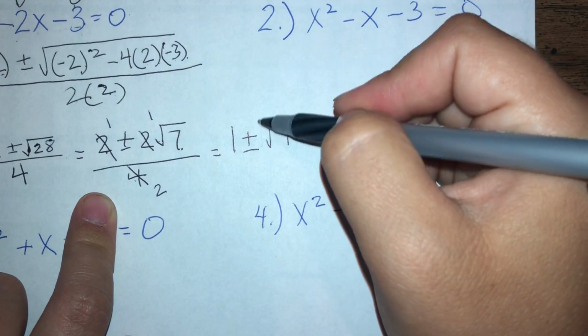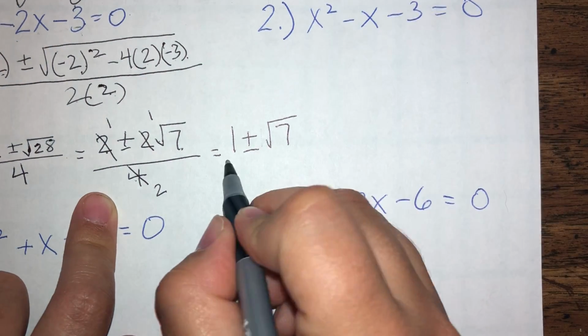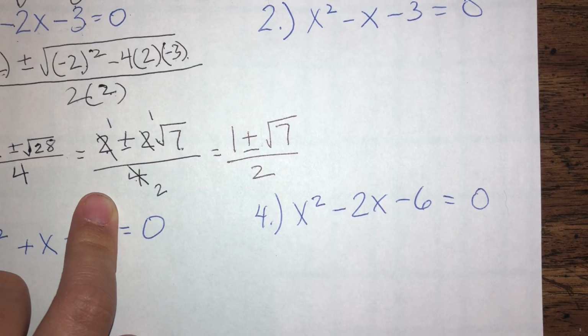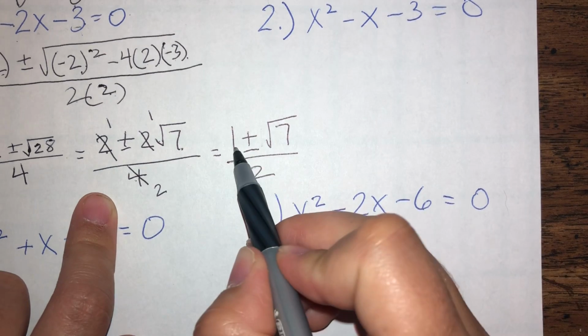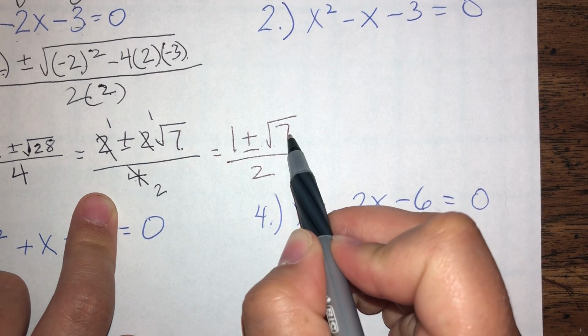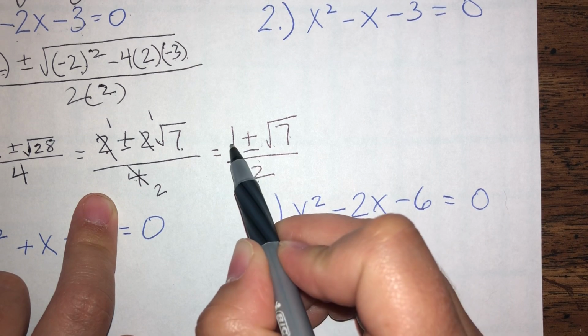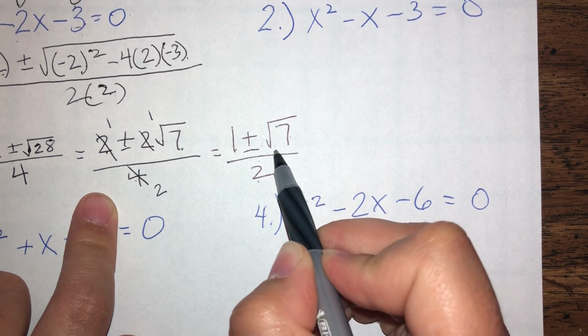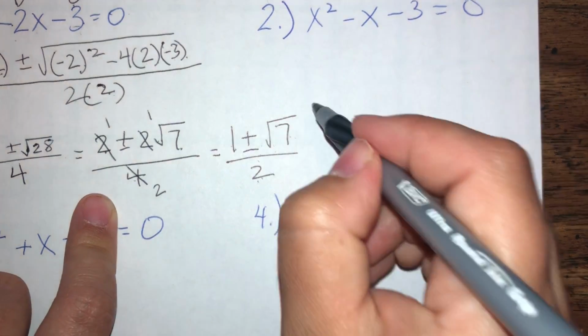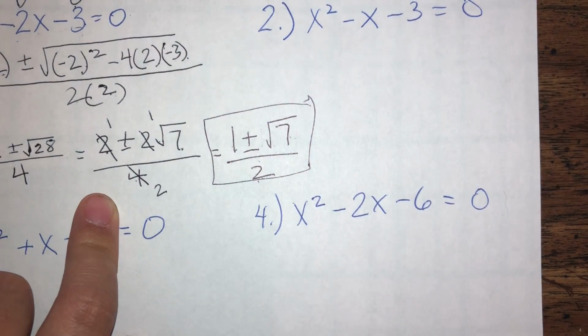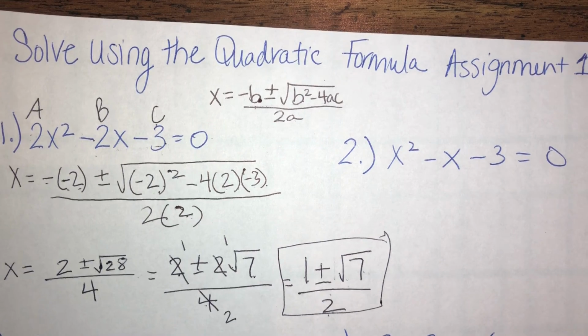You can write the 1 if you want to, but you don't have to. All over 2. This has 2 answers. 1 plus the square root of 7 divided by 2, and 1 minus the square root of 7 divided by 2. And this is our final answer to question number 1 from your assignment number 1 worksheet.